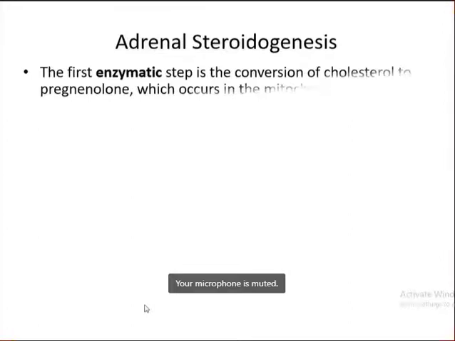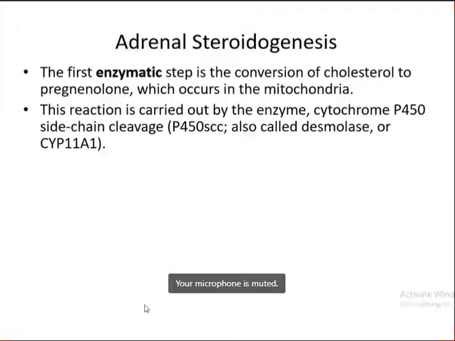The first enzymatic step is the conversion of cholesterol to pregnenolone, which occurs in the mitochondria. Remember, mitochondria, not cytosol. The first step is in mitochondria. Some reactions occur in mitochondria and some continue in the cytosol.